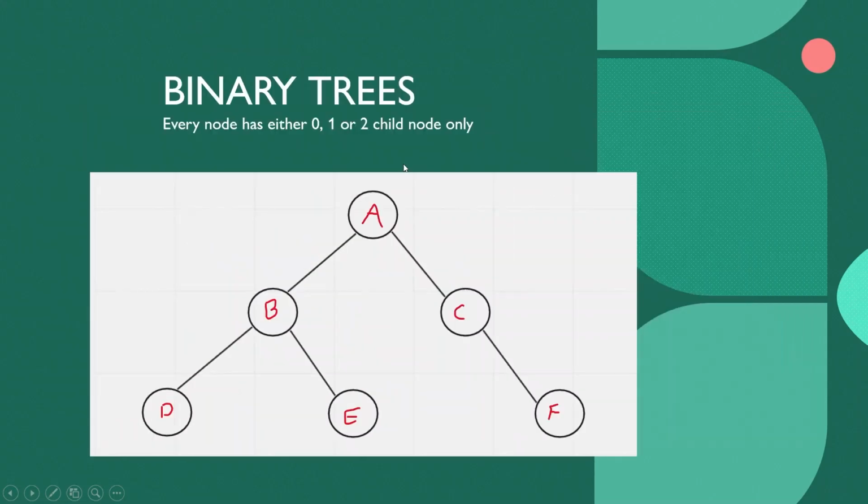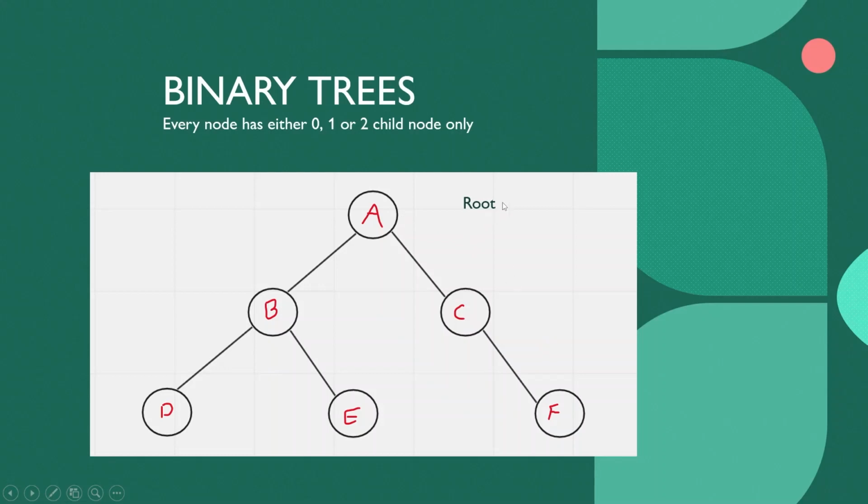Now moving on to binary trees. So what is basically a binary tree? A binary tree is any tree which has 0, 1 or 2 child nodes only. Take the example of this right here, okay? Here A has two child nodes, right? B and C. And B has two child nodes, D and E. D has 0, E has 0, C has 1 and F has 0. So this is a binary tree.